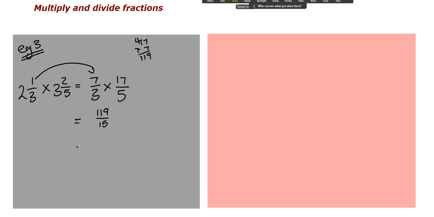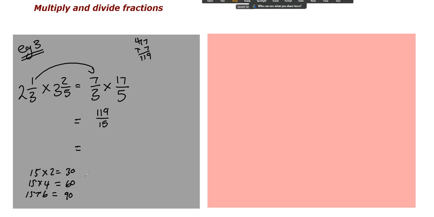If we have to go back into a mixed number, we've got to take 15 and multiply it by a certain number to get as close to 119 as possible. If I multiply it by 2, I get 30. So that means if I multiply it by 4, I'll get 60. And if I multiply it by 6, I'll get 90.